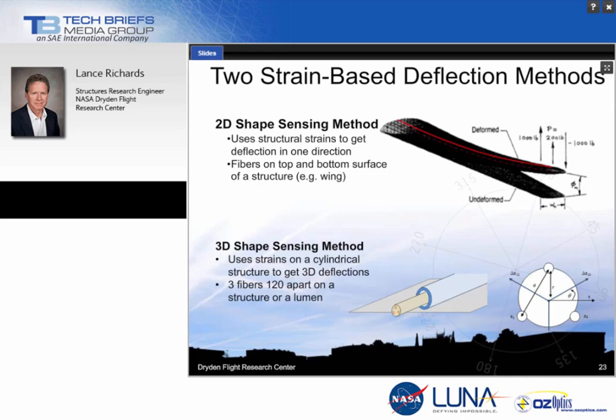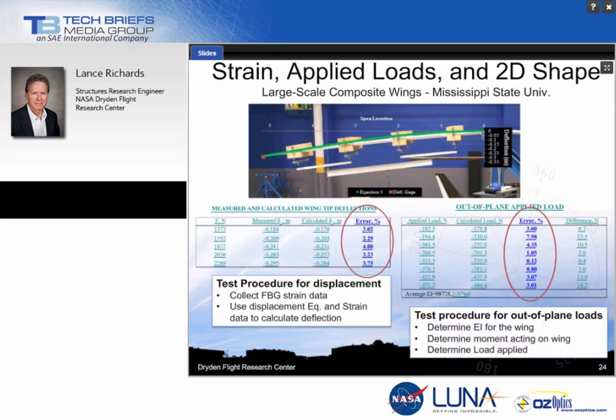All right, so how do we apply that? Well, now we can go back to the test setup that I mentioned earlier with Mississippi State when they're conducting tests on glider wings that are composites. We can now, in one single test setup and one single installation of a fiber optic from root to tip, measure strain, calculate the applied loads out of plane, and also the two-dimensional shape out of plane, all in real time up to those sample rates that Alan described earlier.